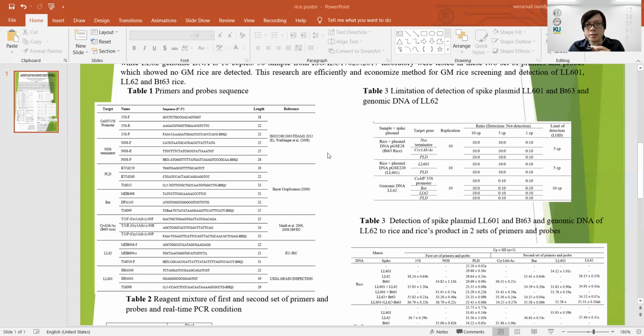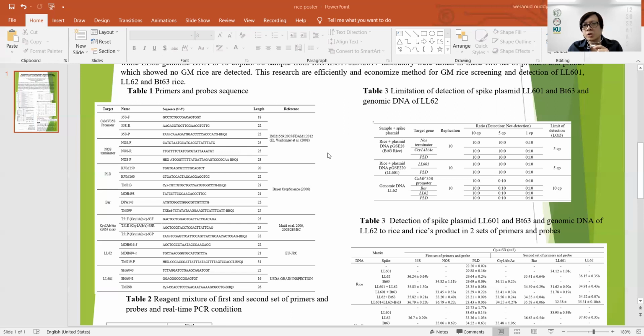At the lower one, you can see rice DNA spiked as a single spike by plasmid and also genomic DNA, showing different Cp values. Rice noodle and rice flour can also be detected at different Cp levels. For qualitative detection, these two sets of primer and probe are efficient for screening of the 35S promoter and nos terminator, and can also detect the event-specific LL601, BT33, and LL62.